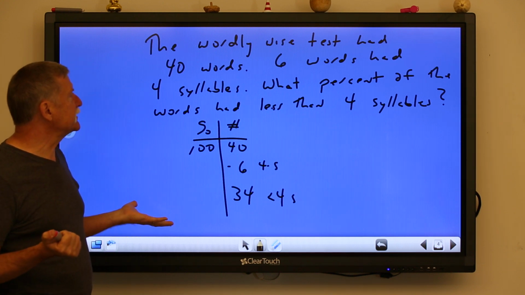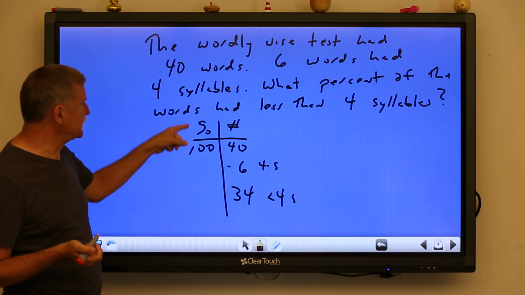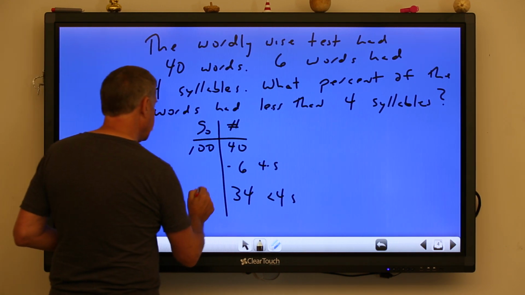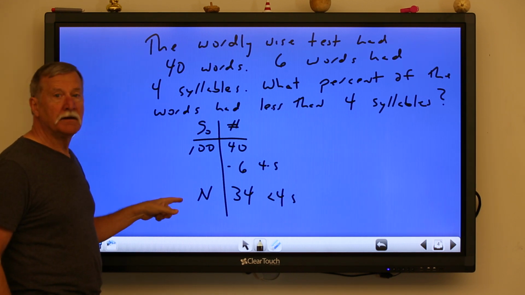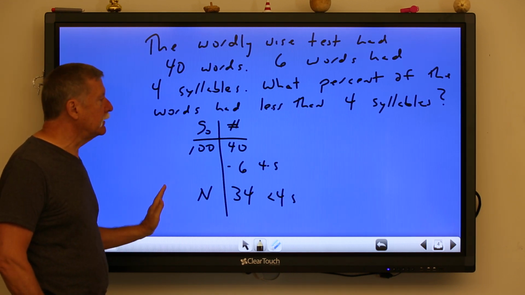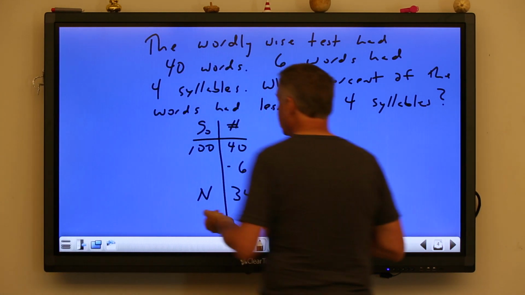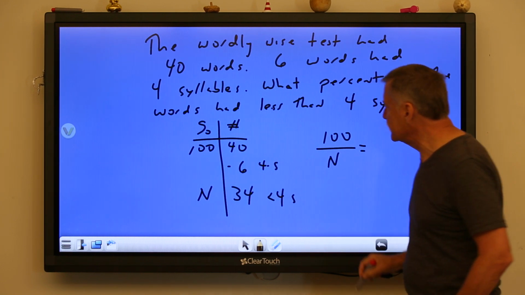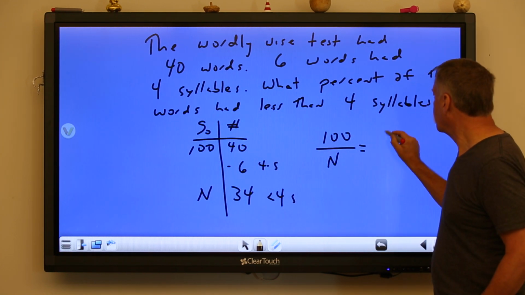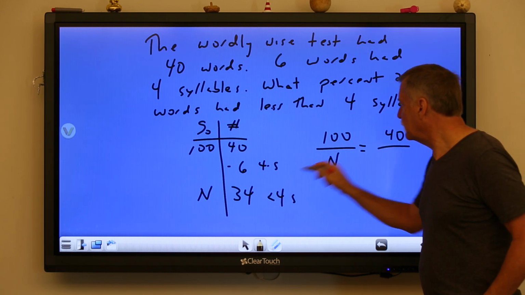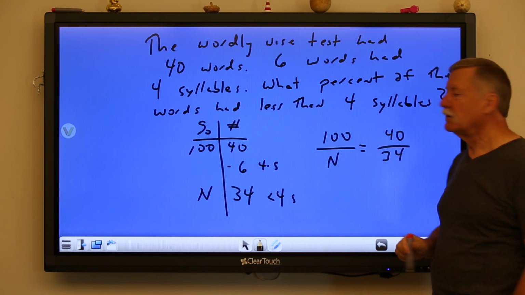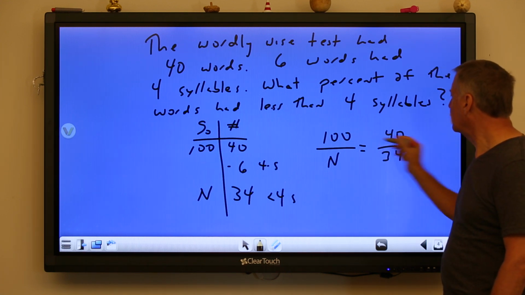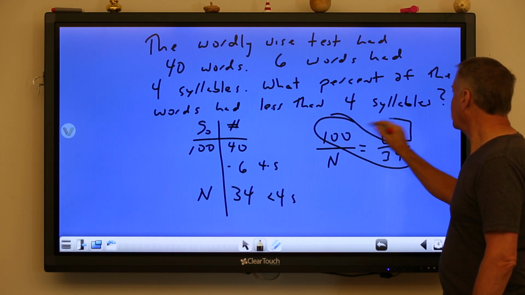And now what's the question asking? What percent of the words? The percent had less than, oh, we just found 34 of them, but that's not a percent. So we need to find the percent. In this case, the variable n goes on the side of the percent. And once again, that tells us exactly how to set up the proportion. 100 over n equals, and now 40 goes with 100, so n goes with 34. And so we do 100 times 34 divided by 40.